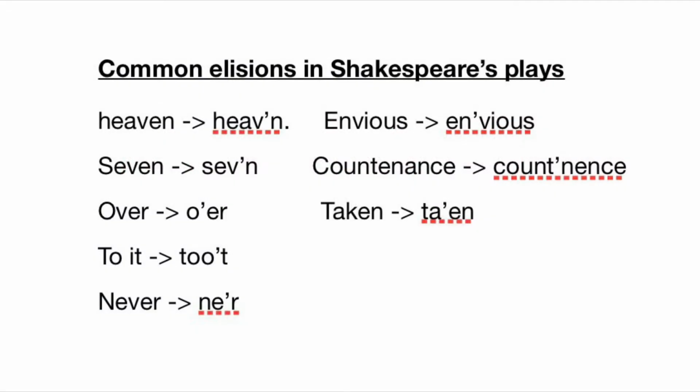So here's a pretty common list of elisions that you'll find in Shakespeare's plays. As you can see, heaven will become heaven, 7 will become 7, over will become or, and so forth. Feel free to come back to this if you need to. I have these all listed out here, although these are not the only ones you'll find in Shakespeare's text.